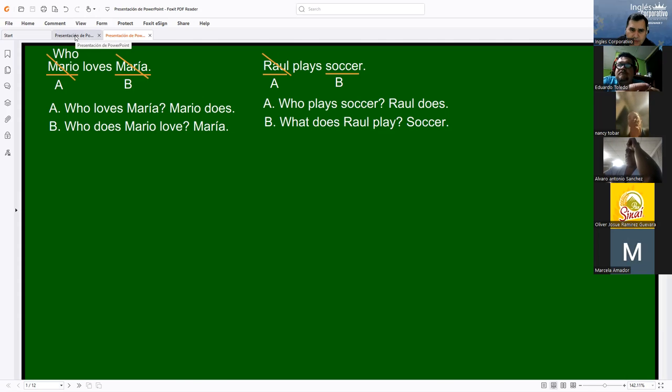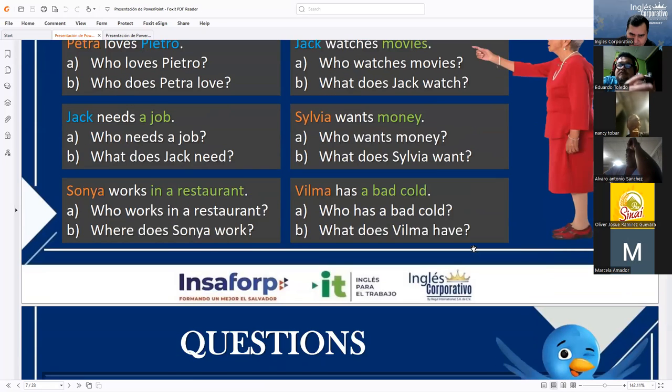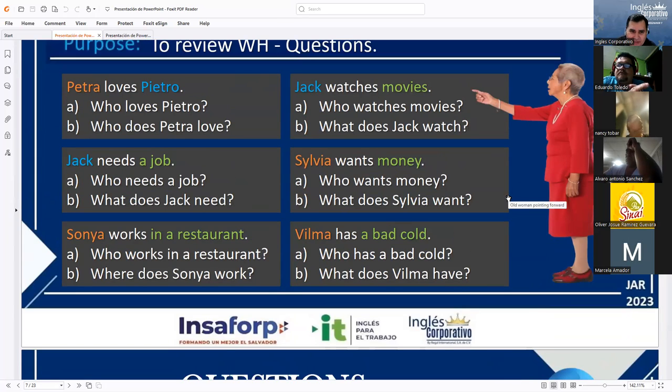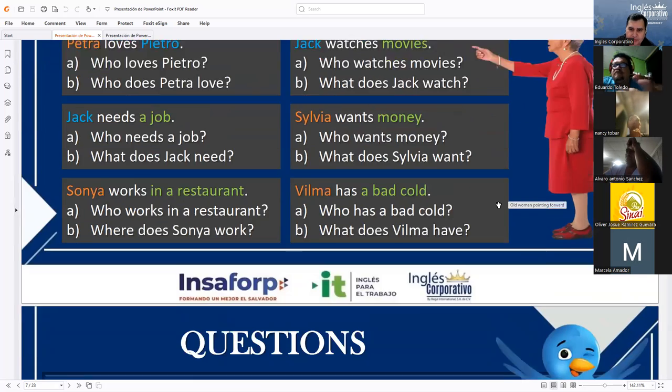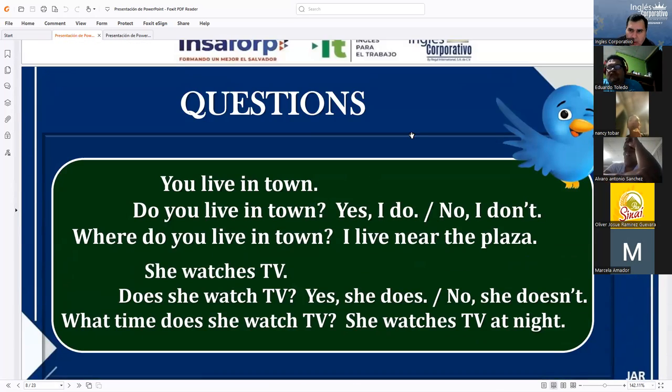Simple questions. And as a testimony, we have here the example, right? Okay. Continue, my dear ones. Questions. How do we make them? You live in town. Do you live in town? Yes, I do. Or no, I don't. Where do you live in town? Or where do you live? I live near the plaza. But many times we eliminate in town and we say, where do you live?